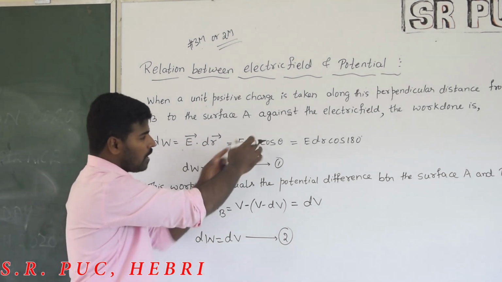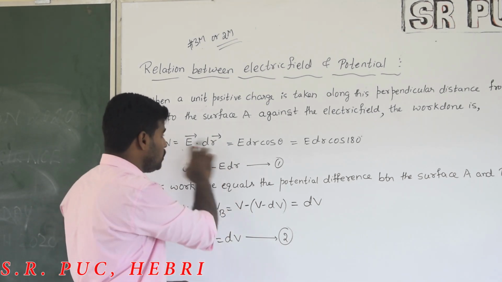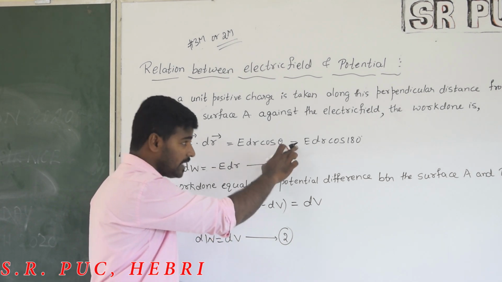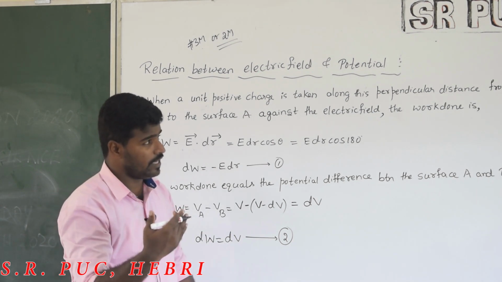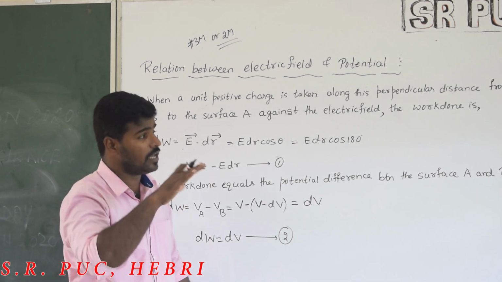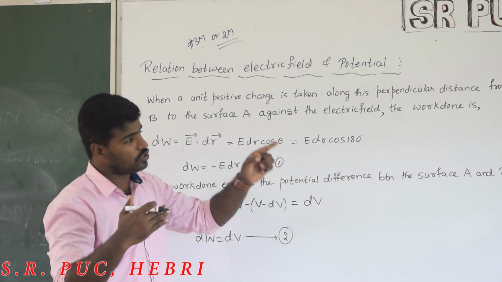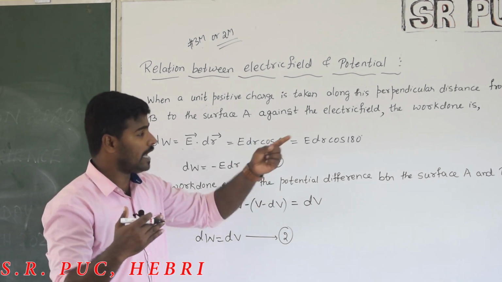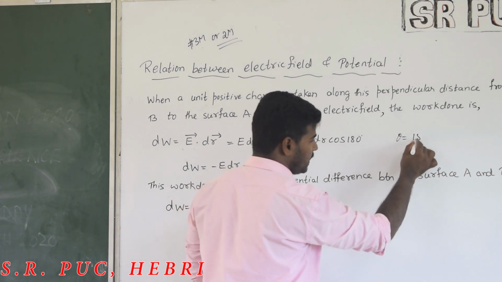When we write the same equation in the next step, we write it in terms of magnitude. Therefore dW is equal to E times dr cos theta, where theta is the angle. It is the angle between the direction of the electric field and the direction of the flow of the unit positive charge. In general, the unit positive charge moves from the point P to the surface A. That direction is opposite. Therefore, the angle between them, theta, is equal to 180 degrees.